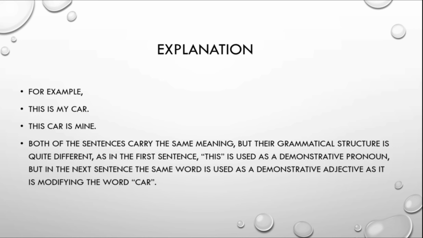As in the first sentence, this is used as a demonstrative pronoun, like this is my car. In this sentence, this is used as a demonstrative pronoun. But in the next sentence, this car is mine, here it is demonstrating car, but as an adjective. So it is a demonstrative adjective. Okay, got it?